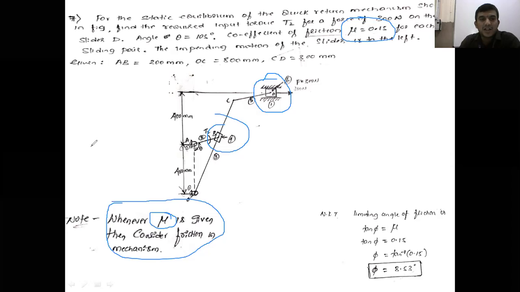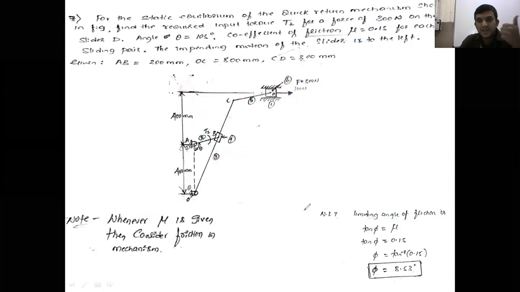Then with the mu value given, I want to calculate the limiting angle of friction. How to calculate it? As you know, by the law of friction, the friction force is directly proportional to the normal reaction. Then simplify it. Finally, we will get tan phi is equal to mu. Here mu is equal to 0.15. Then phi is equal to tan inverse of mu. Substituting, we get phi is equal to 8.53 degree. Now remember this value for this problem, because the limiting angle of friction is 8.53. Okay.